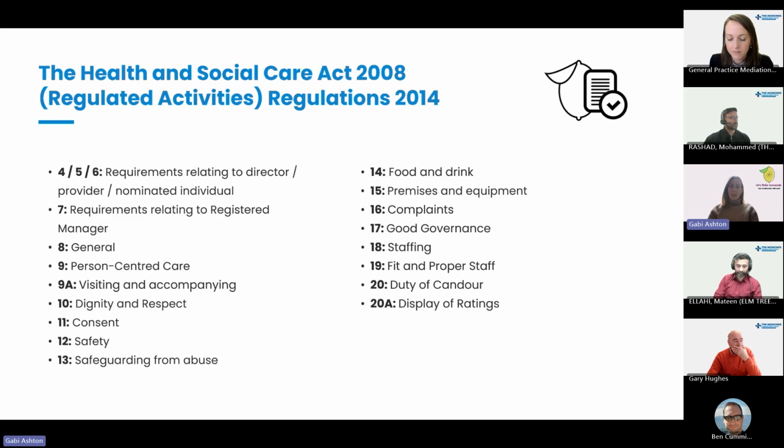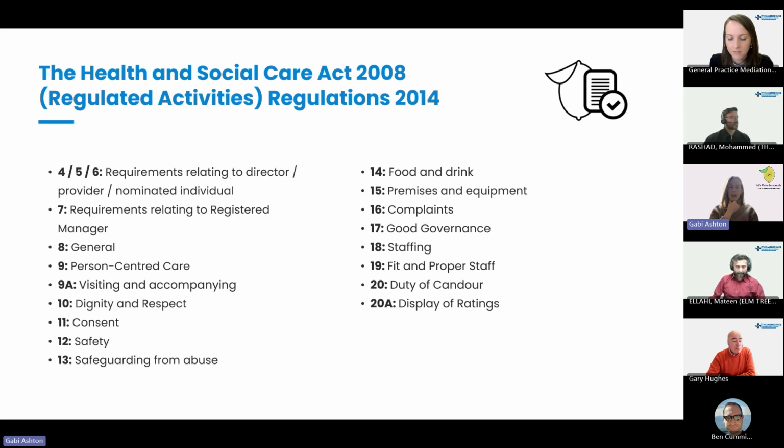Regulation 8 very much just says focus on all of the other regulations, so it's more of a general approach. And then the meat and the bones of the assessment framework and the inspections that the CQC undertake are looking at regulation 9 down to 20A. So we're covering topics such as person-centred care, dignity and respect, consent, so following principles of the Mental Capacity Act and how we obtain and record consent, safety and safeguarding, nutrition and hydration, premises and equipment, complaints, and good governance, which we previously focused on in the well-led webinar series that we did last year.